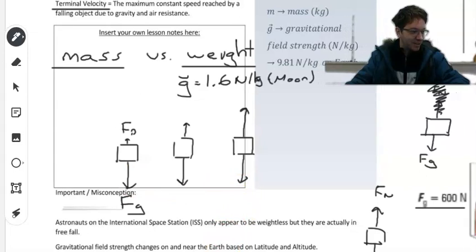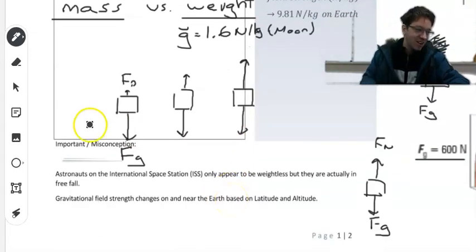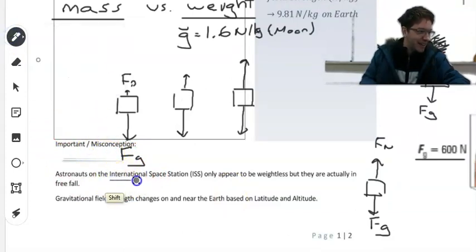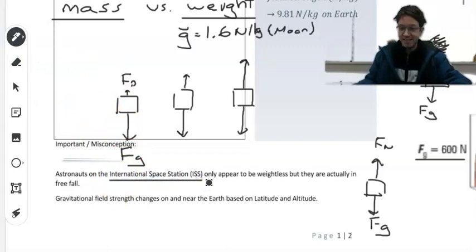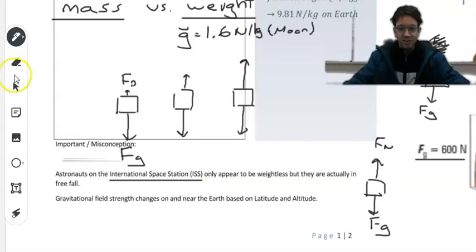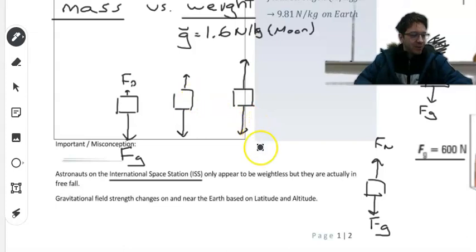Last thing I want to talk about are astronauts on the International Space Station. So I'm sure at some point we've all seen videos or images of astronauts on the International Space Station, and they're floating around. Okay, well, here's my question. And just think about this for a second. If they're floating around, does that mean there is no force of gravity acting on them? So when you're on the space station, you're floating around.